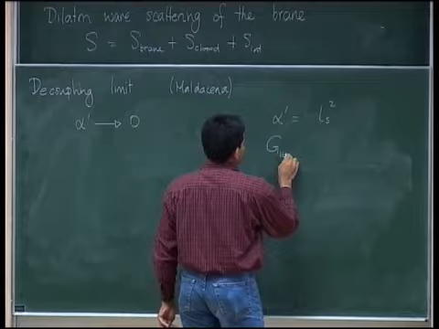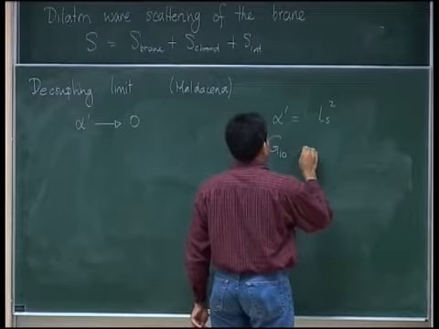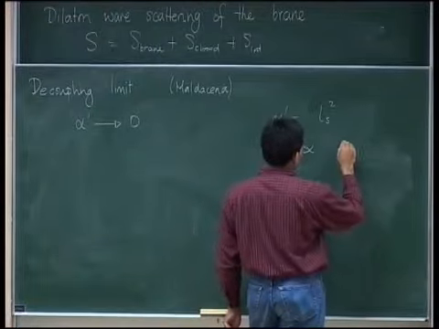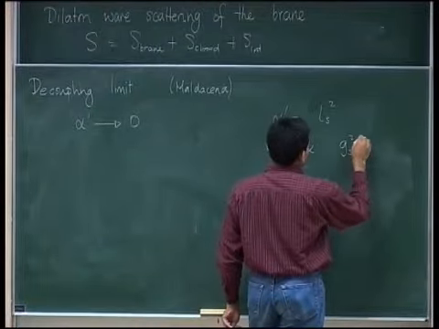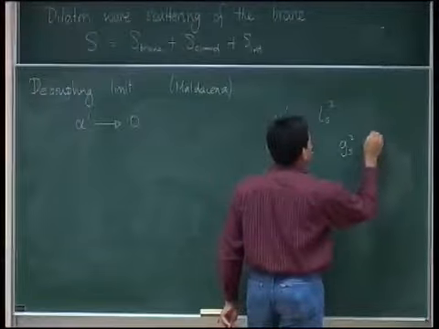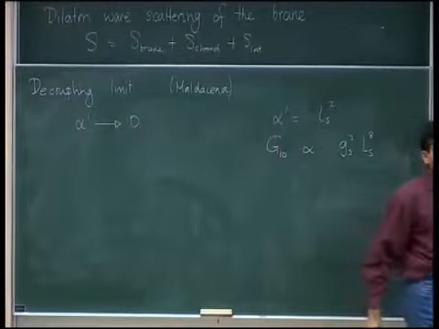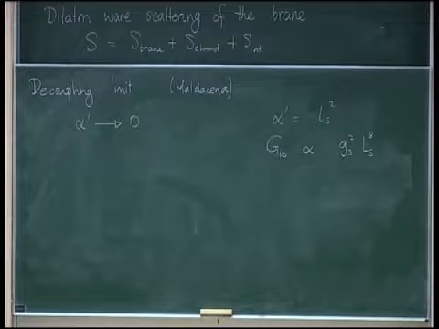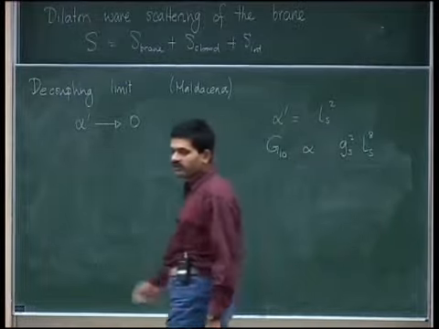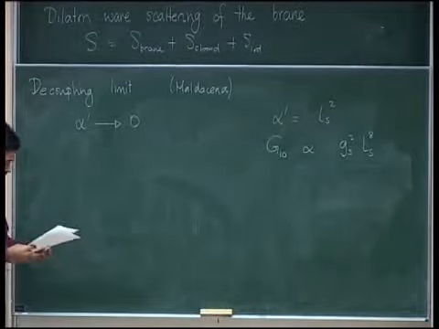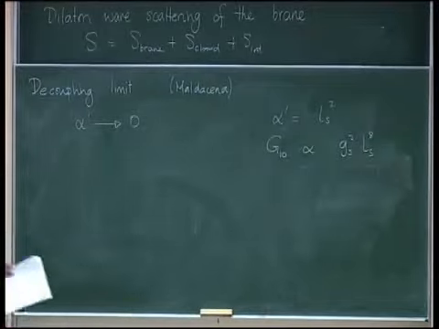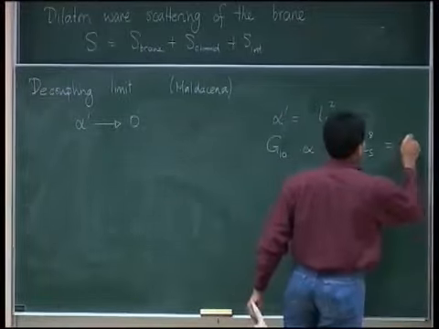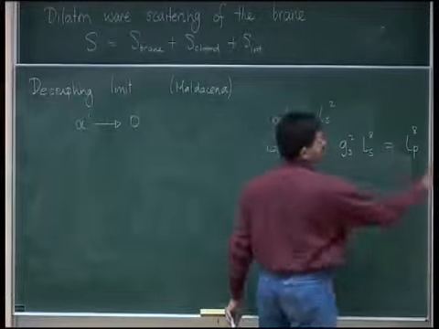The 10-dimensional Newton's constant is proportional to g string squared Ls to the 8th. In 10 dimensions, the Newton's constant has dimensions of length to the 8th, and this by definition is Lp to the 8th.